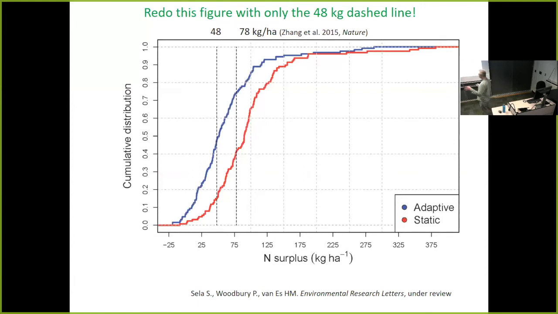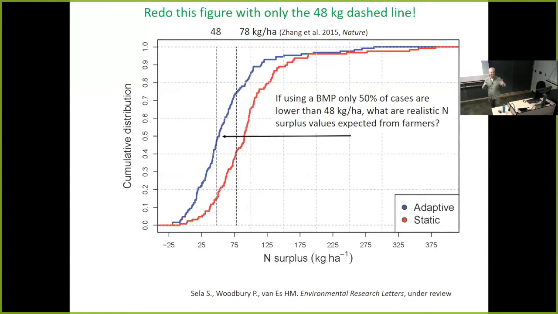And this got us thinking, because if a tool like ADAPT-N, which is one of the more advanced tools out there, only gets farmers to meet those regions of N surplus, where N losses begin to increase, 50% of the time.